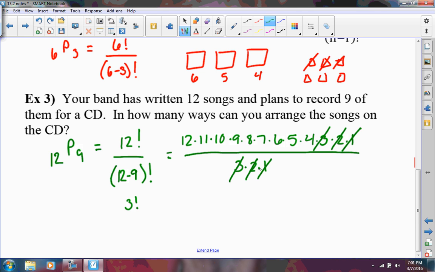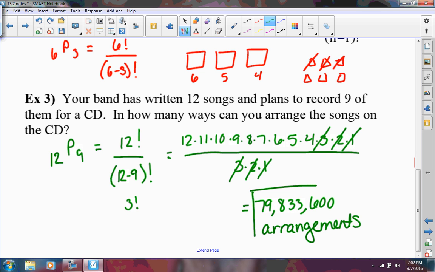So now we just have to really multiply 12 times 11 times 10 times 9 times 8 times 7 times 6 times 5 times 4. Okay? So you can actually multiply that out and we'll get 79,833,600 different arrangements for your CD. And that's probably way more than you want to actually listen to, but that's mathematically how many different combinations there could be for that CD.